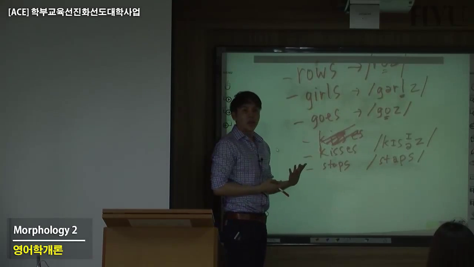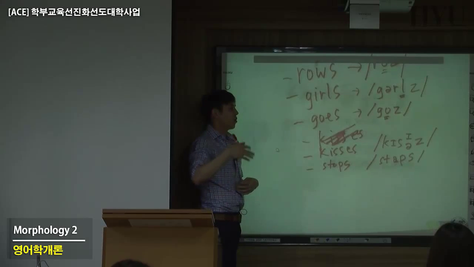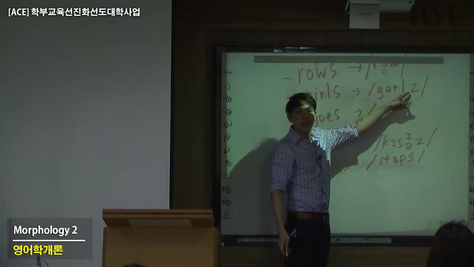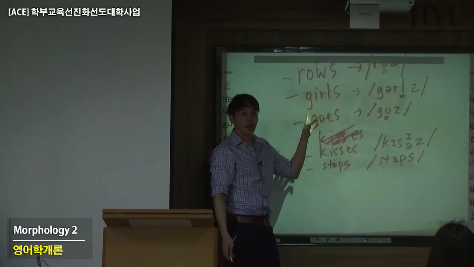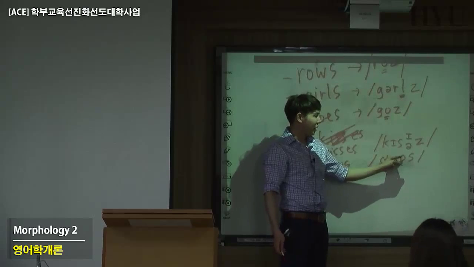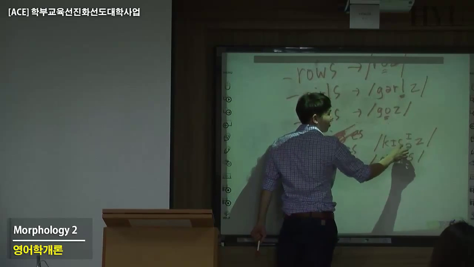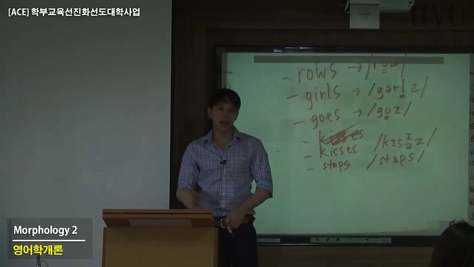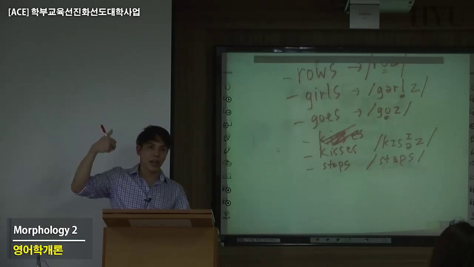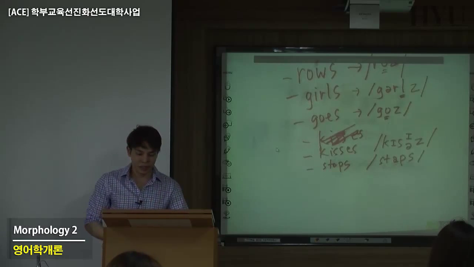So which one is more common? The common allomorph? The one that occurs in more cases. So it seems that the Z is the common allomorph, right? And the Z will become S when the sound before it is voiceless. And you insert a vowel if it's a sibilant sound or an affricate sound, but it's still a Z, right? So that's the plural and the present tense morpheme in English with all the allomorphs, okay?